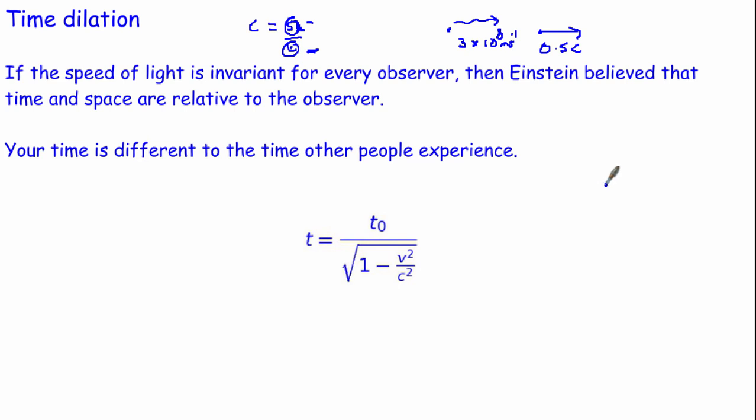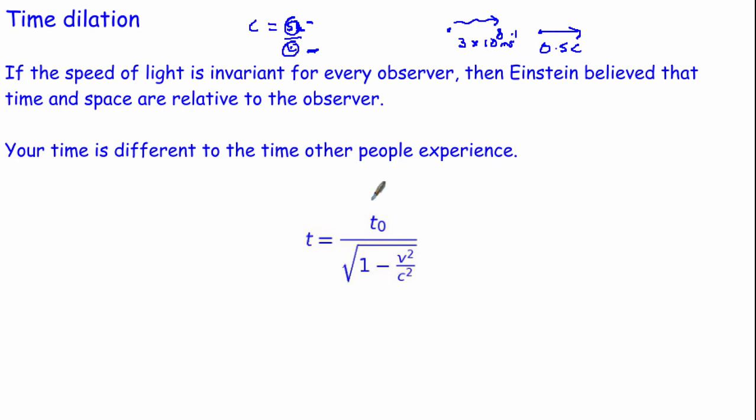What it basically means is that you can't really agree on what time it is. Now, if you're travelling very slowly, these effects are incredibly small. So from an everyday point of view, it doesn't really matter. It only really matters when you get close to the speed of light. And Einstein came up with this equation here.